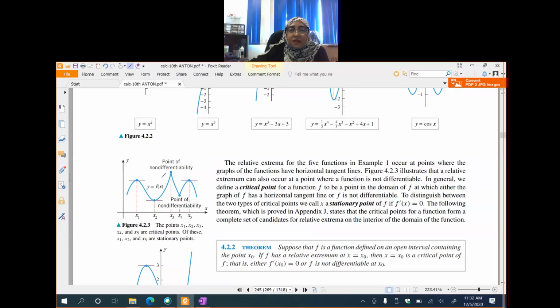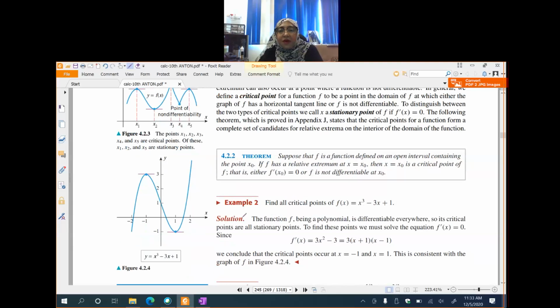It's like a corner. You cannot find its tangent. You cannot draw the tangent line for this kind of graph. So this is for the corner points. Okay, and that's it.